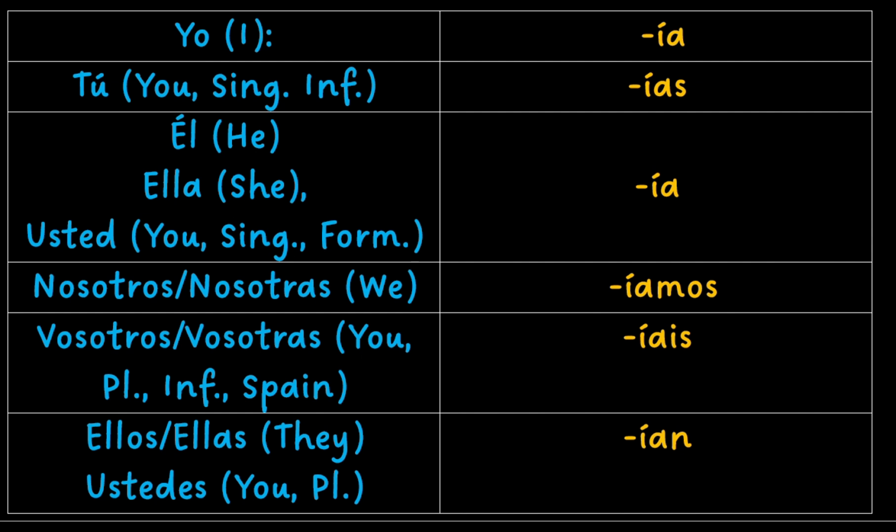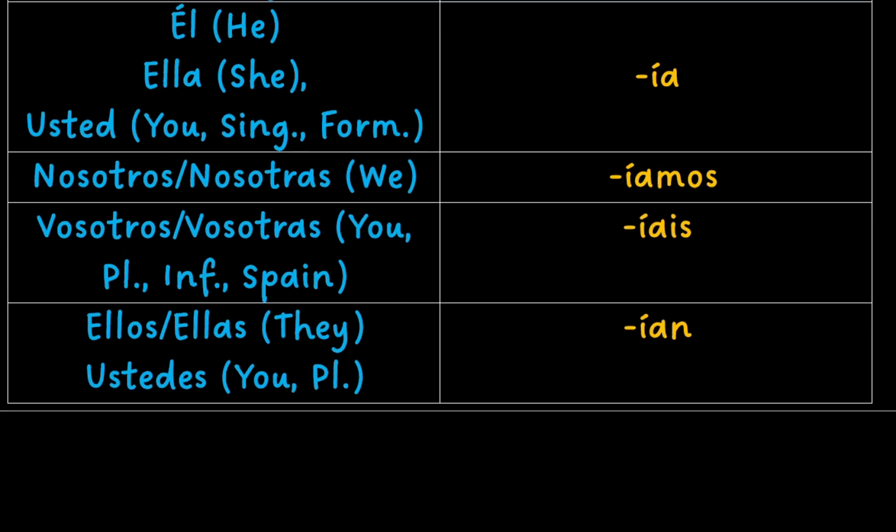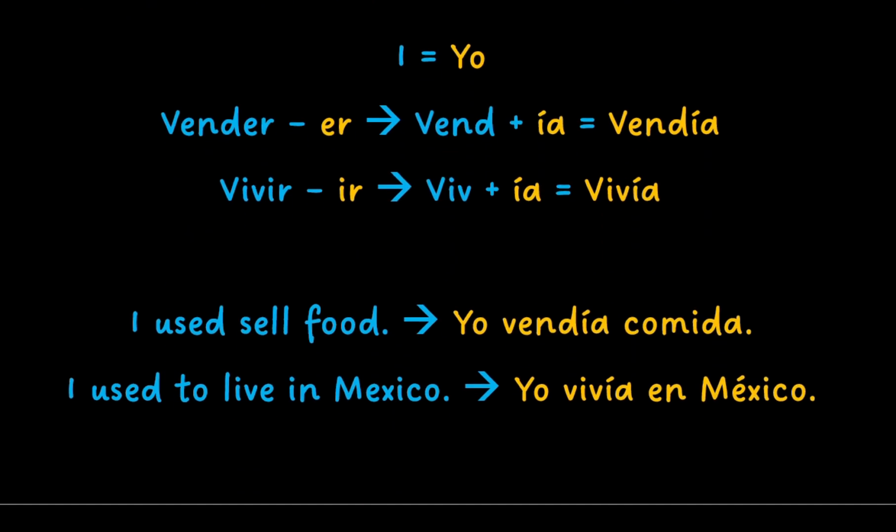Also note that the I form and the he, she, and you form are conjugated the same way. I in Spanish is yo, and to conjugate this, we drop the ER and IR endings and add I with an accent, a. So to say I used to sell, vender becomes vendía, and to say I used to live, vivir becomes vivía.